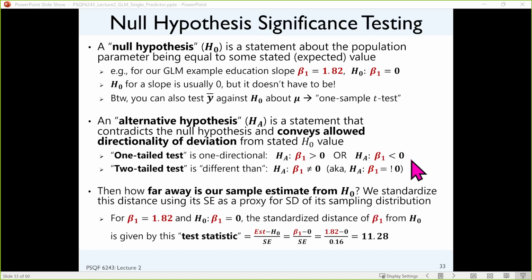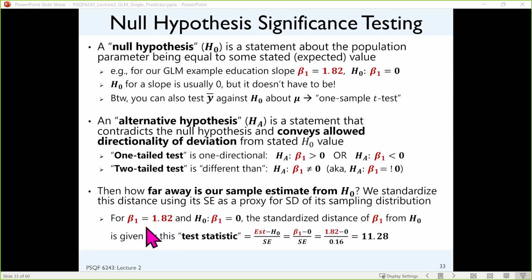Given the result for our slope, and given its standard error indexing its expected inconsistency, we can take those two numbers and form what is known as a test statistic. That tells us, in a standardized fashion, how far away from the null hypothesis our result is. So if we thought something was 0, how not 0 is it?